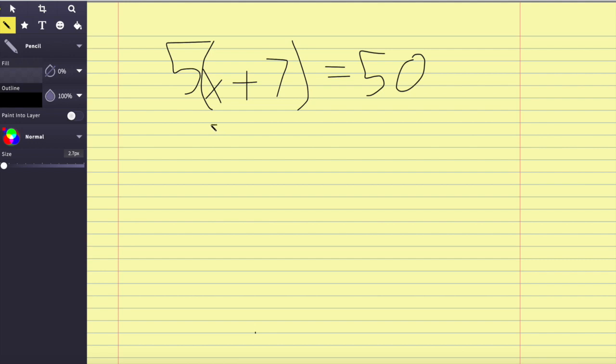First, we're going to use the distributive property to get 5x plus 35 equals 50. Then we will subtract 35 on each side using inverse operations to get 5x equals 15. Then divide each side by 5 and we will result in x equals 3.